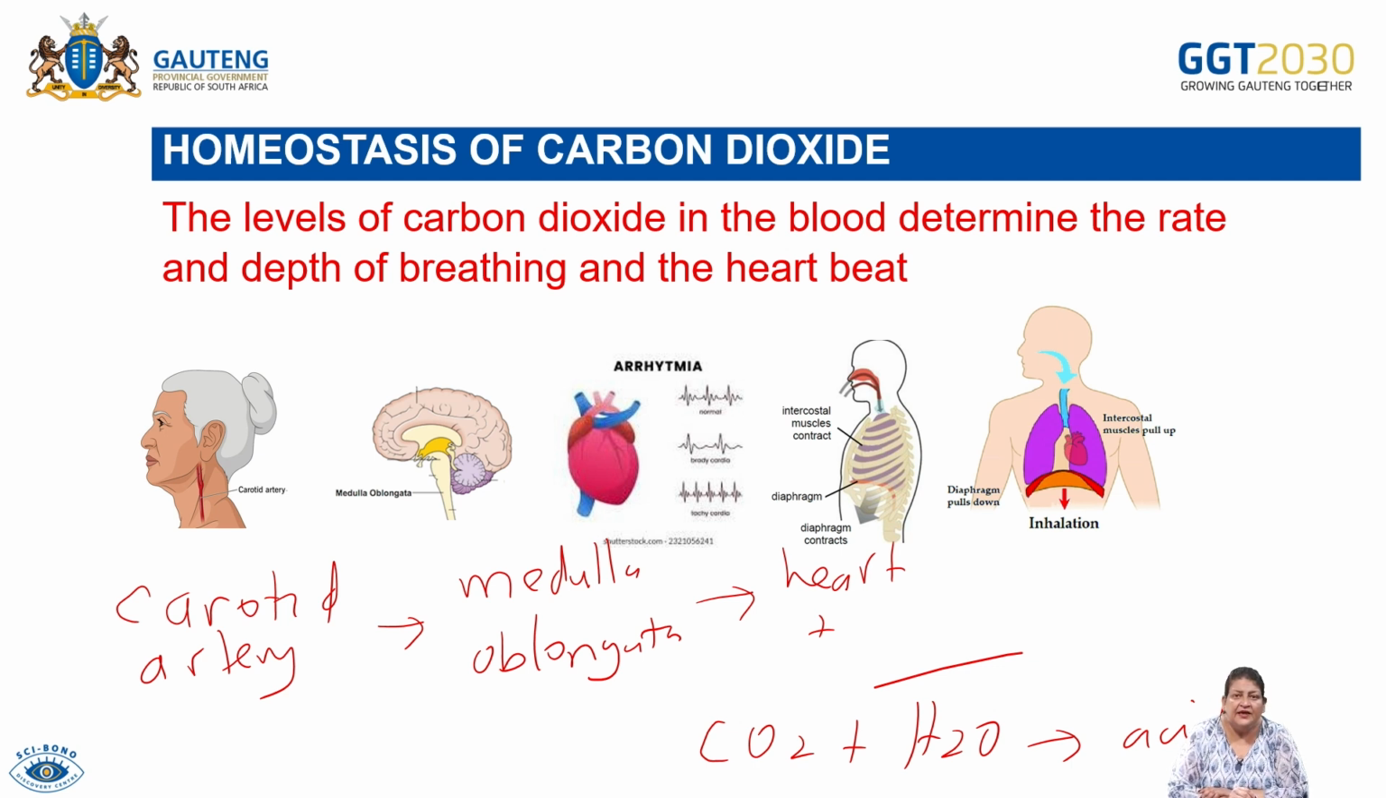So remember here, learners, the carotid artery has chemoreceptors, which will detect the high levels of CO2 in the blood. These chemoreceptors will send a nerve impulse to the medulla oblongata, and the medulla oblongata now will send a nerve impulse to the heart and to the breathing muscles, which is your diaphragm and your intercostal muscles. Your rate and depth of breathing is going to increase because your heart is going to pump more CO2 to the lungs, and there it's going to be exhaled, and the CO2 level comes back to normal.